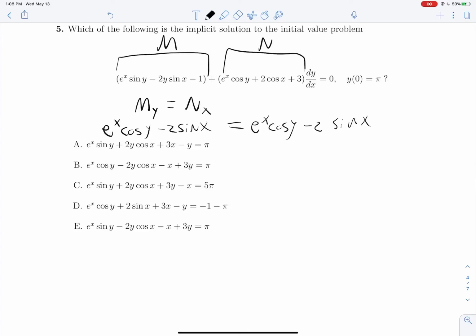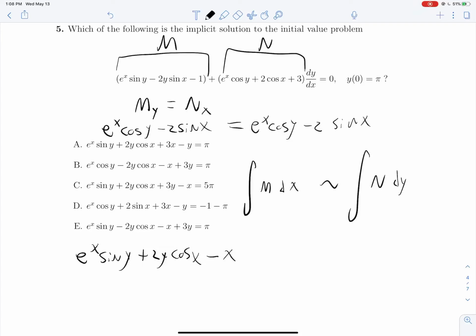Now at this point, all we have to do is take the integral of M dx and compare that with the integral of N dy, and we'll be able to pull our solution out of there. So the integral of M dx will give us e^x sin y plus 2y cos x minus x, and we're making a comparison between that and the integral of N dy, which is e^x sin y plus 2y cos x plus 3y.